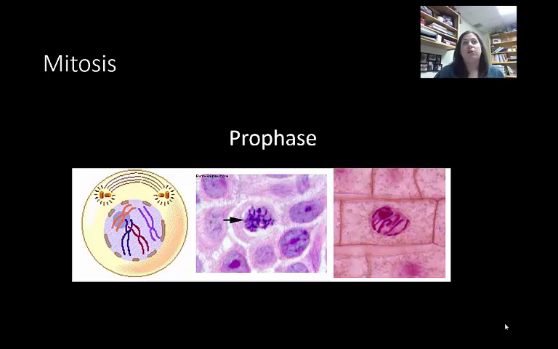Also, the centrioles are going to migrate to opposite poles, the opposite sides of the cell. And the spindle fibers are going to start to form. You can see here that they're connecting those two centrioles. Now, I also have here some pictures. You can see that an animal cell is going through prophase as well as a plant cell going through prophase. All right, so this is showing you prophase.